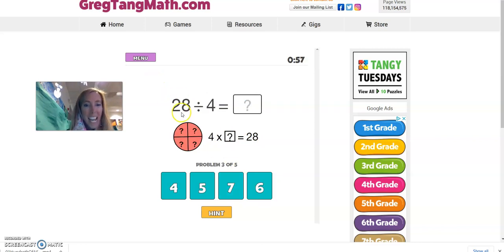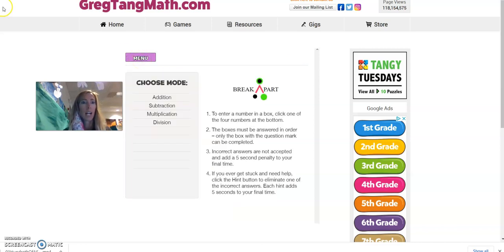Let's try one more. 28. And I'm dividing it into what? 4 groups. See that? 4 parts. So is it going to be 4 groups of 4? Is it going to be 4, 4, 4, and 4? Or is it going to be 5, 5, 5, and 5? Or is it going to be 7, 7, 7, 7? In this case, it's going to be 7s. All right, so it helps me visualize what's happening in the division problems. Okay? All right, break it apart, everyone, and multiply and divide.